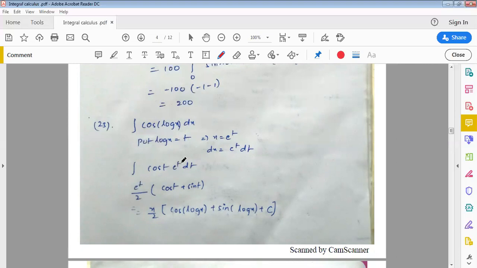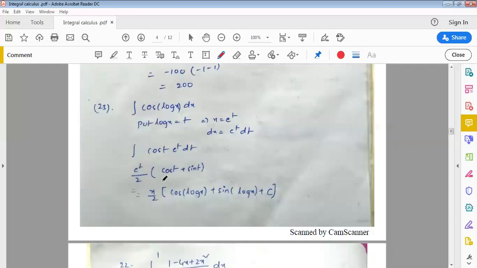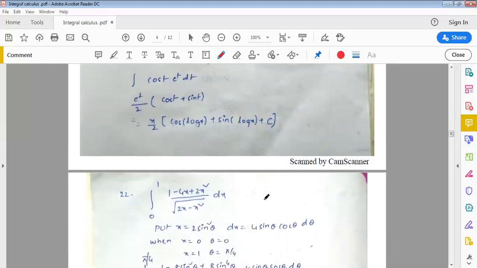e to the power of ax is nothing but e to the power of t, by a square plus b square, which is 1 square plus 1 square, equal to 2, into a cos bx. Here a is 1, so a cos bx is nothing but cos t. b is also 1, so b sin bt is nothing but sin t. After integrating, we have to put t is equal to log x in place of t, so that we get x by 2 into cos of log x plus sin of log x, plus c.